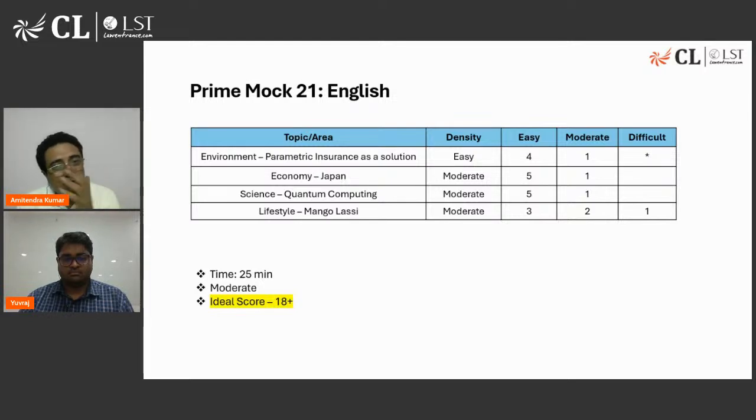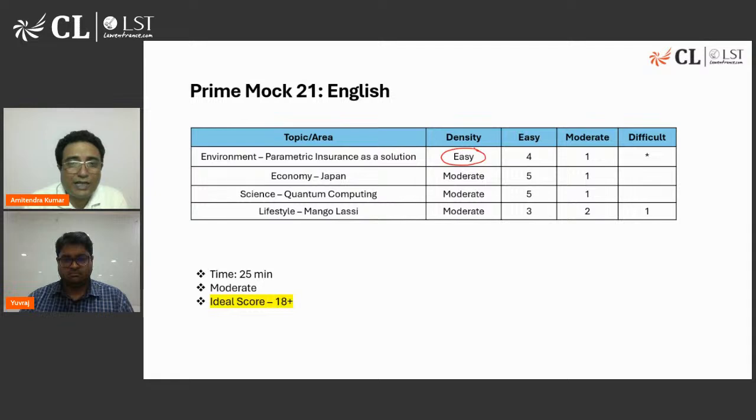So in English, the paper was more or less moderate level of difficulty, while the pattern followed, except for the difficulty. If you look at the pattern, जो structure था, 4 passages, 6 questions each, which was exactly what CLAT 2024 was all about. So the first passage was about environment, which spoke about the rising temperature and parametric insurance as a solution. It was definitely an easy read.